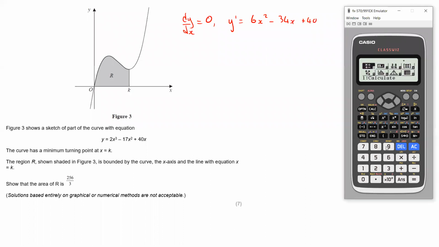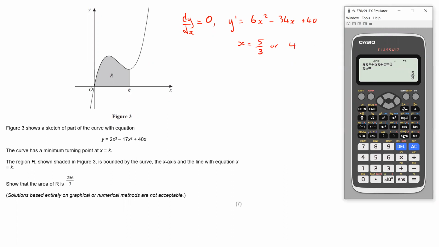Well, my calculator will tell me. Let's do this, a bit of a cheat sheet. Polynomial of degree 2, 6, minus 34, and then 40 at the end. So I get 4 or 1.6 recurring, or 5 over 3. So x equals 5 over 3 or 4.